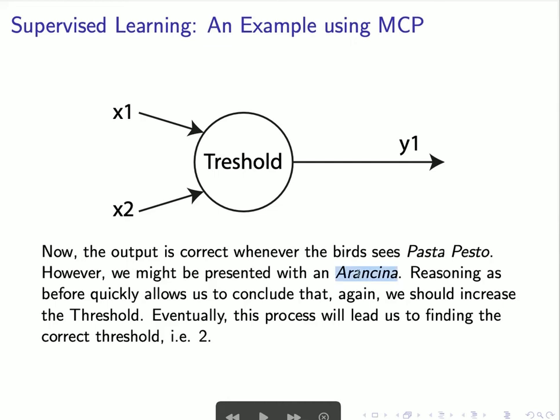The bird sees an arancina. Again, we must increase the threshold. So let's say that we increase it too much, so that even when we see a blueberry, we don't eat it. We have to decrease the threshold. So there is a sort of mechanism that allows us to update the threshold, which is very similar to a learning mechanism, right?